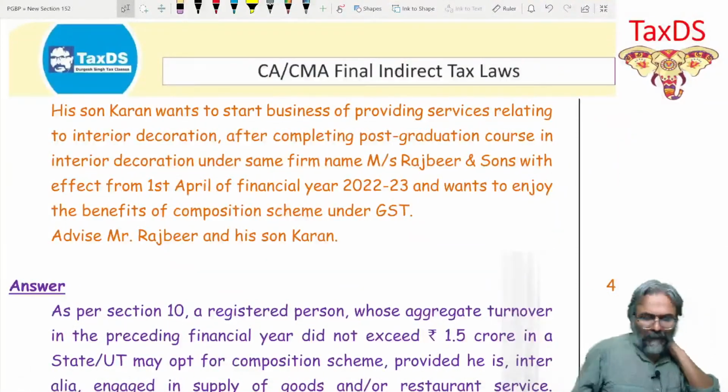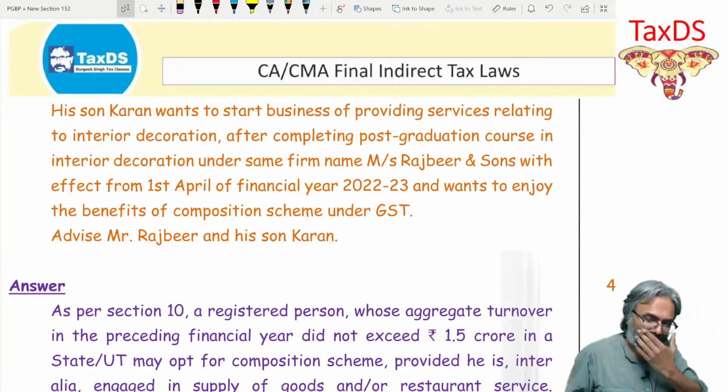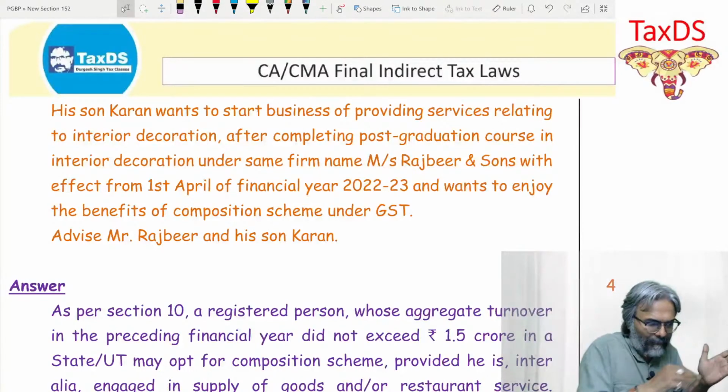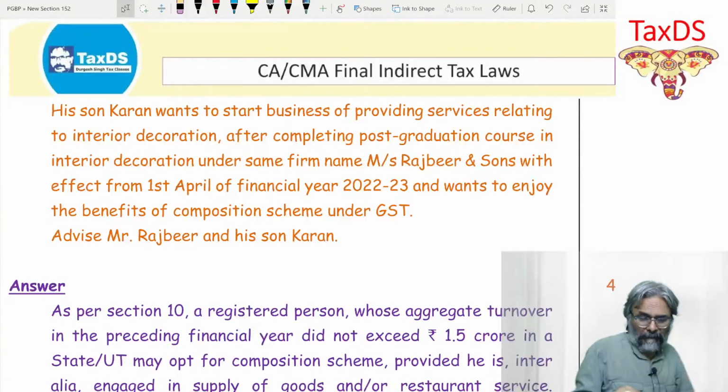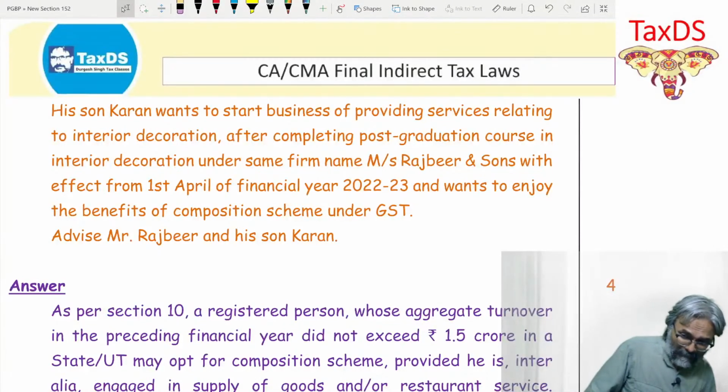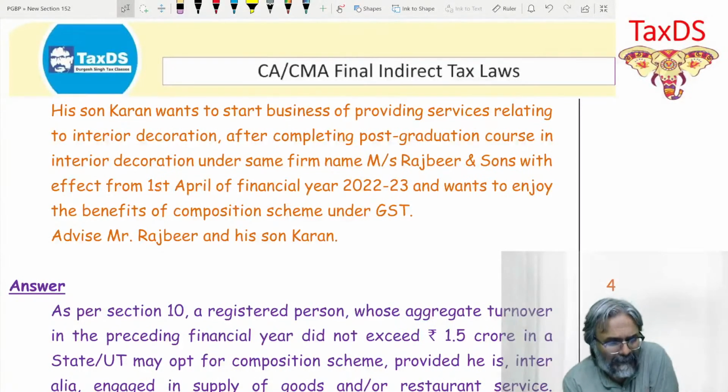This is the second part of the question. His son Karan wants to start a business of providing services relating to interior decorations after completing a post graduation course in interior decoration, under the same firm name Mrs. Rajbir and Sons, with effect from 1st April of financial year 22-23, and wants to enjoy the benefit of the composition scheme under GST. Advise Mr. Rajbir and his son Karan.